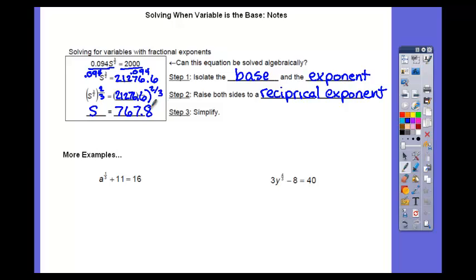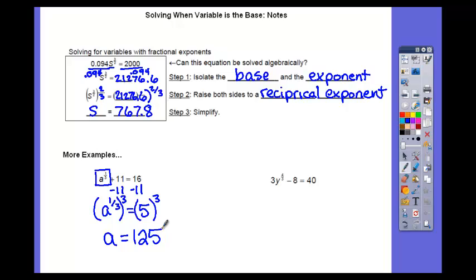You have a to the 1/3 plus 11 equals 16. We're going to isolate the base and the exponent, so we need to get rid of this 11. We'll subtract it from both sides. So you get a to the 1/3 is equal to 5. Now that we've got the base and the exponent by itself, we're going to raise it to a reciprocal power on both sides. And the reciprocal of 1/3 is 3. So that causes your exponent to go away. And 5 to the third power is 125. Okay, and that's it for that one.